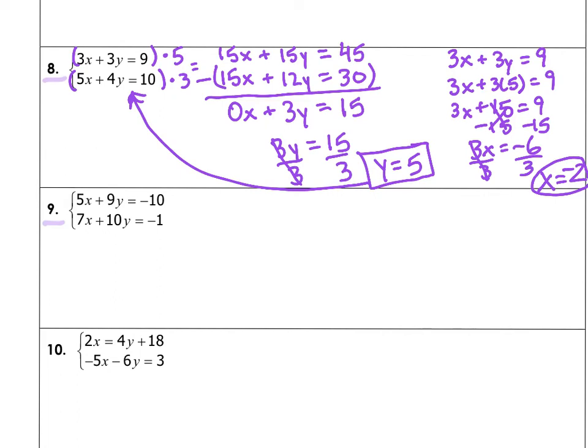Don't forget, write this as a coordinate. So x is -2, y is +5. Just like that.